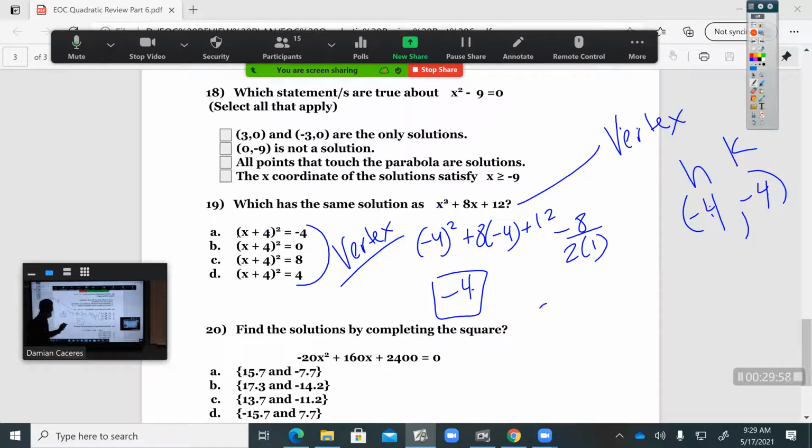Now watch. Vertex form is like this, right? So this number goes in here, but you change the sign. All of the answers say plus 4, so we know we did it right. And this number just goes right here.